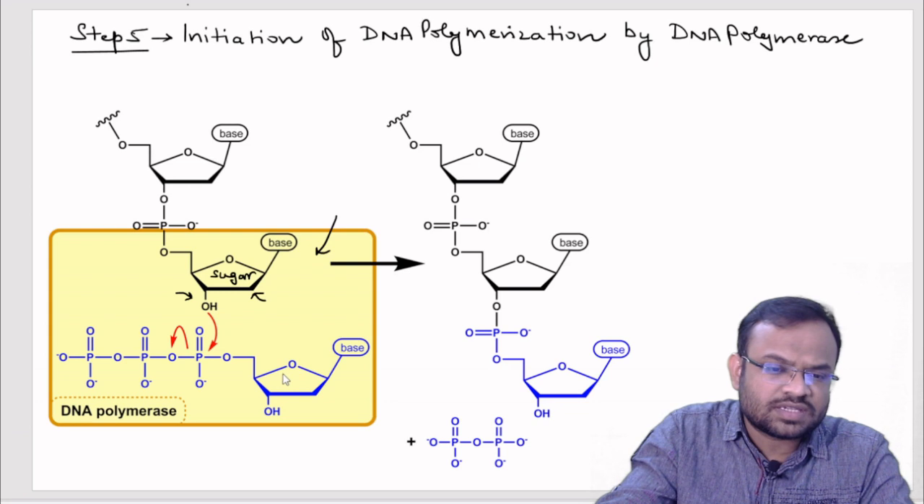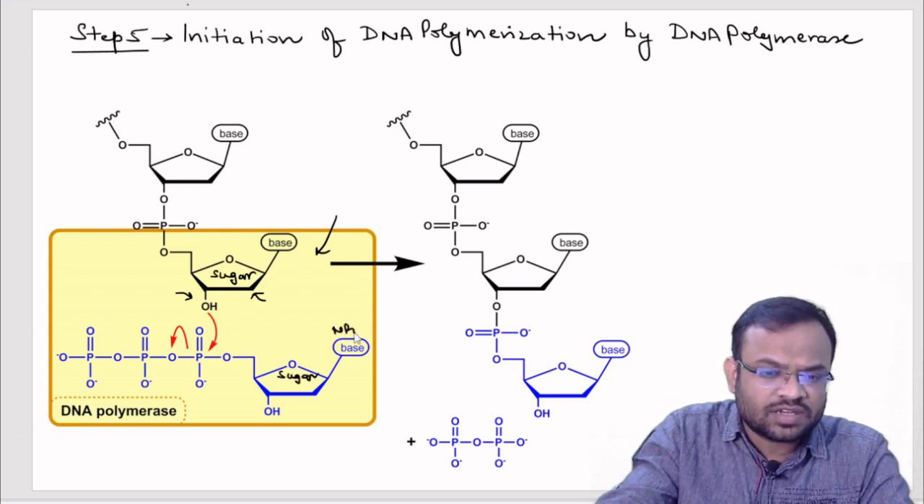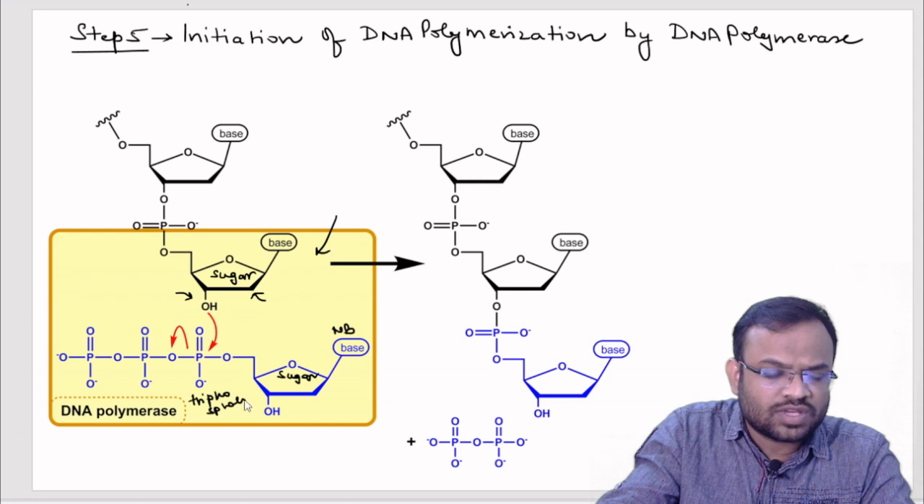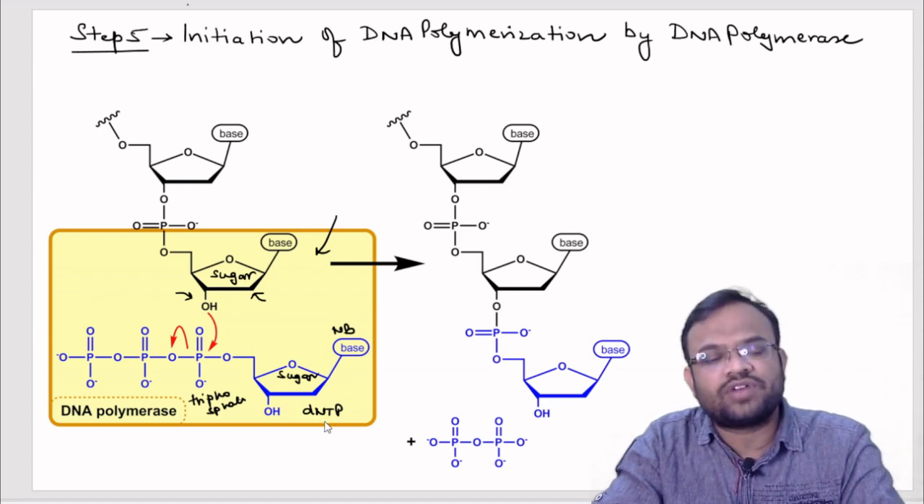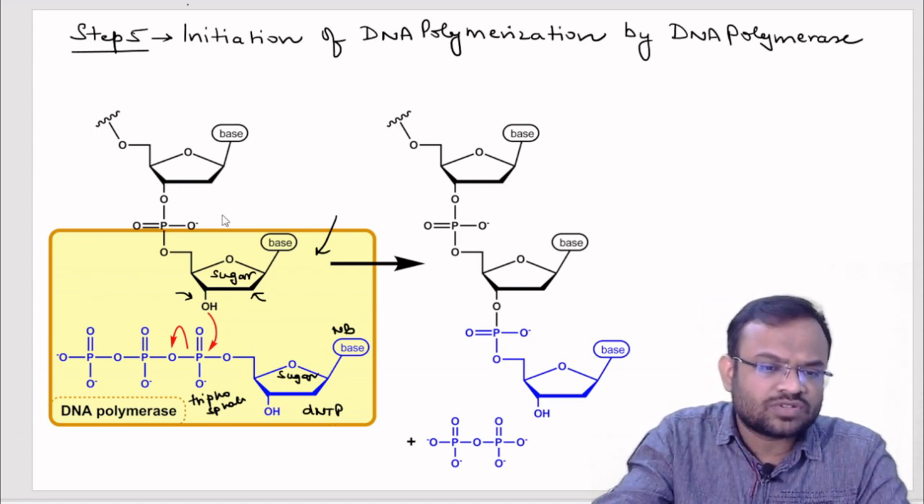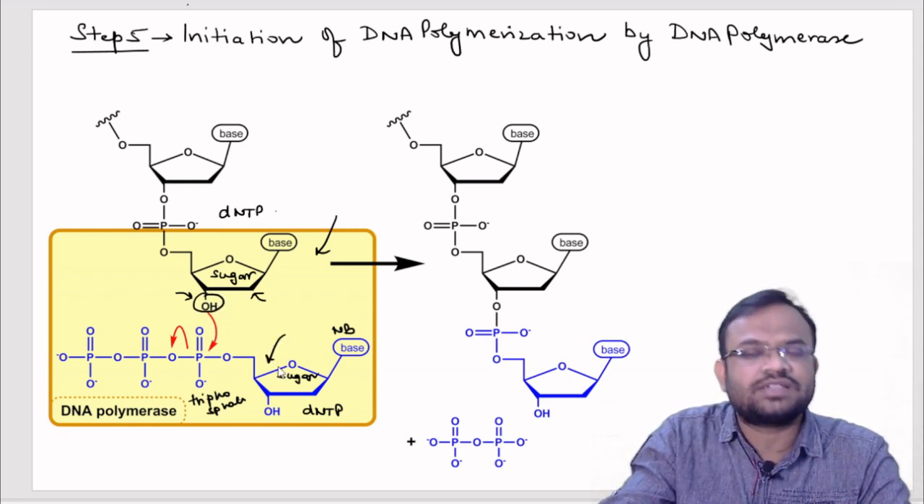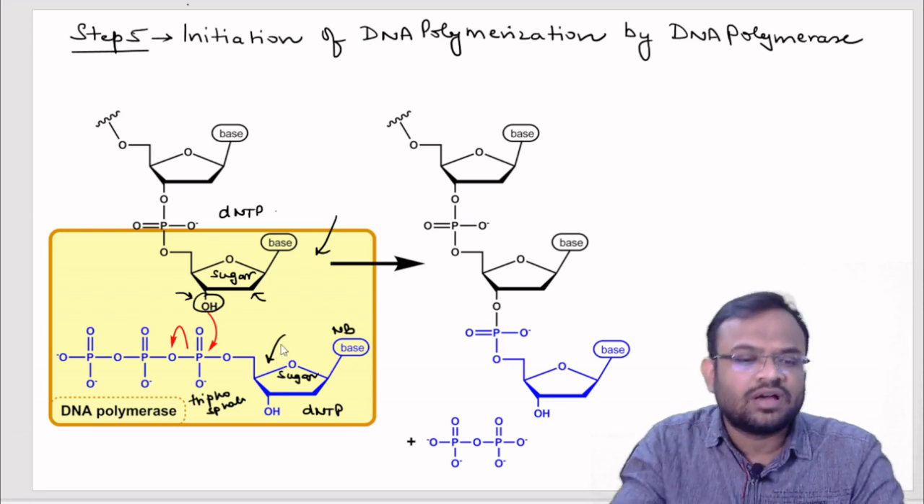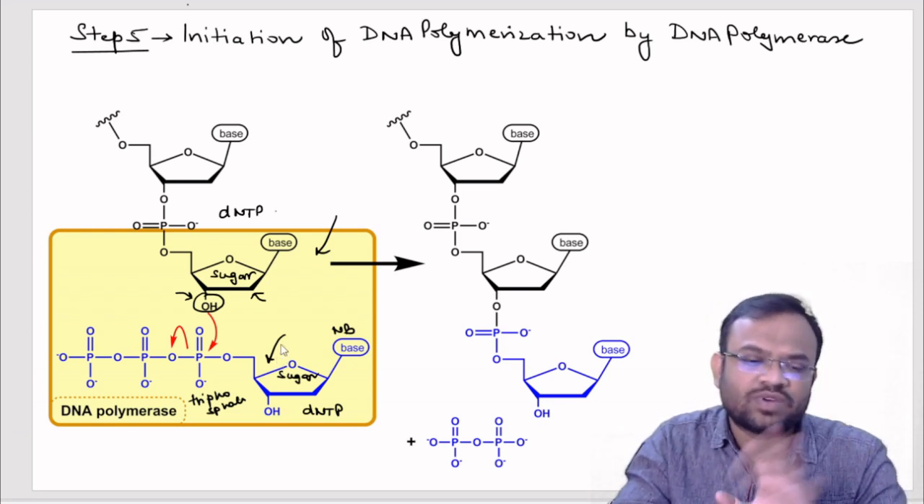And this is again another sugar. This is the nitrogenous base and this is the triphosphate. Okay, triphosphate. So you can see that this is a nucleotide, or dNTP, deoxynucleotide triphosphate. And this was also a dNTP, deoxynucleotide triphosphate. It has its OH, and this is the new dNTP that has come to bind. How does the binding take place? That is what I am telling you.